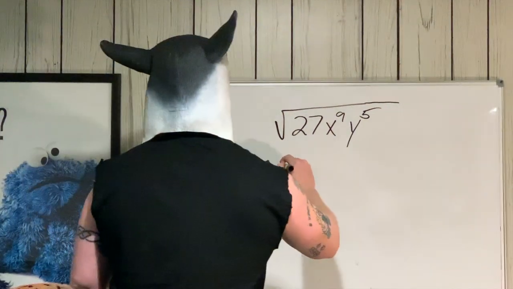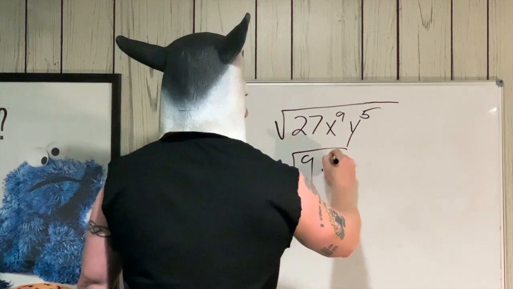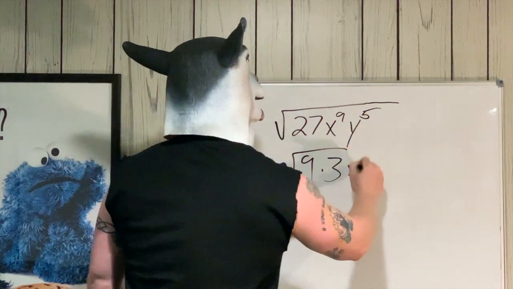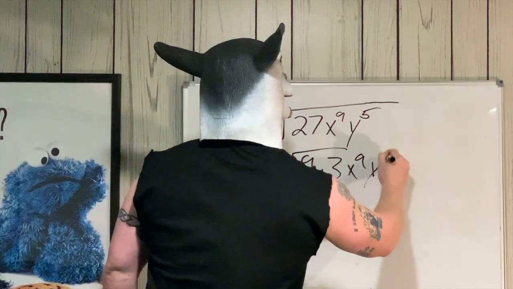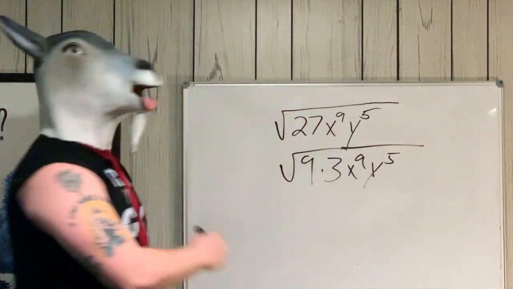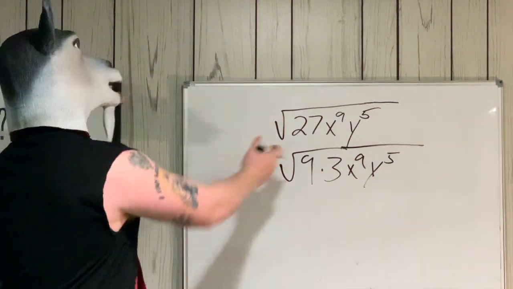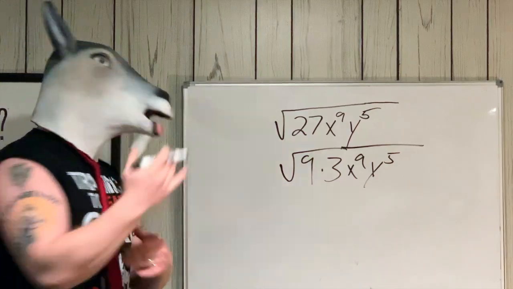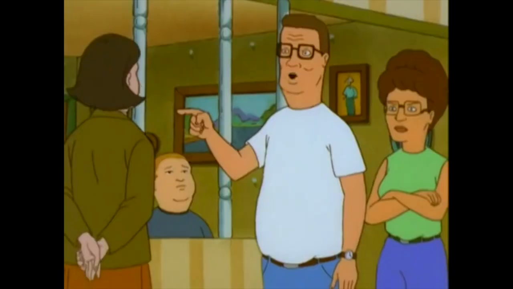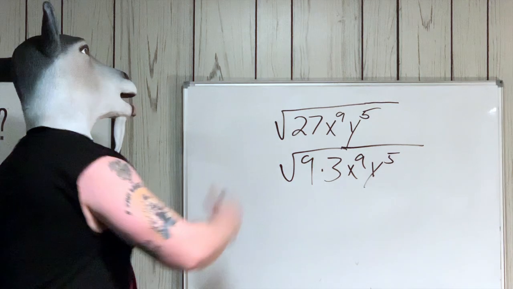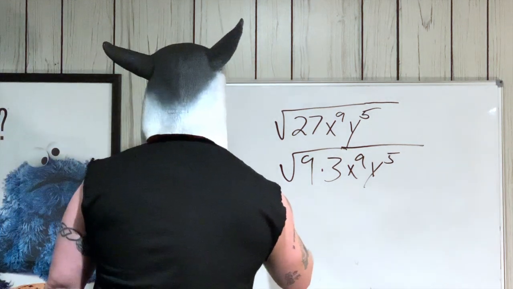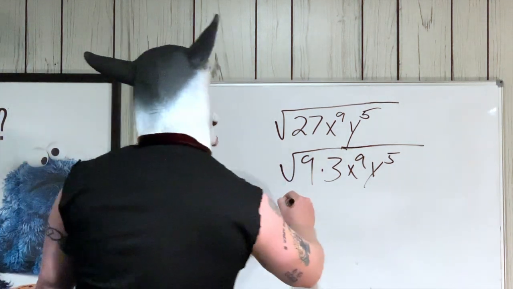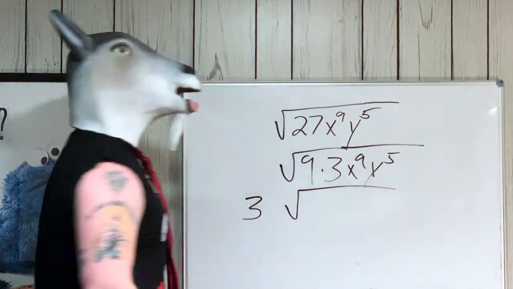So we're going to break it down. We got 9 times 3, and then we got x to the 9, y to the 5th. Now we're going to pull out that 9. That 9 is leaving the house. The square root of 9 is 3.